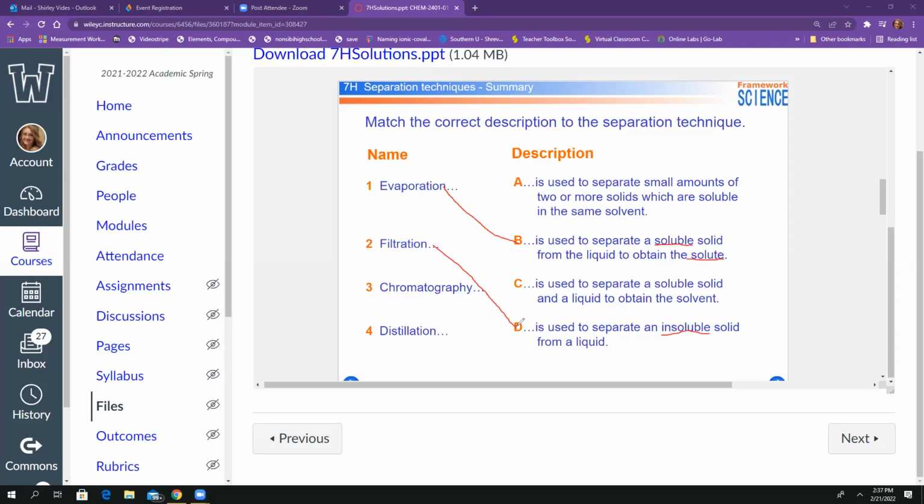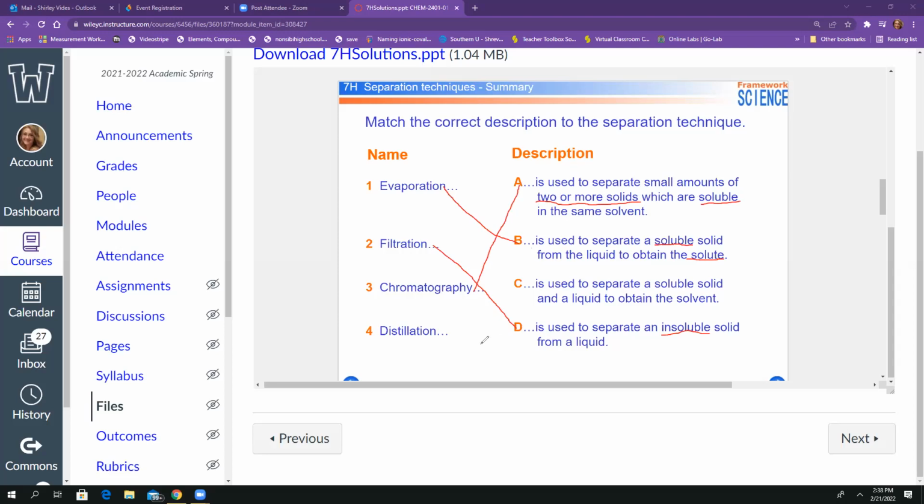Okay, the next one is chromatography. We saw, and I told you about, how you can separate the colors of black ink. So in this case, small amounts of two or more solids all at once, which are soluble in the same solvent. This was water-soluble markers, three or four different colors. So yes, that works.